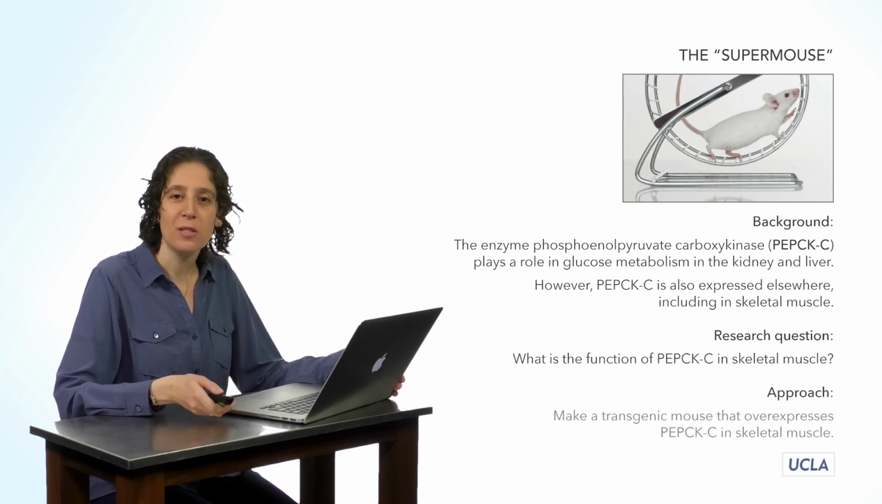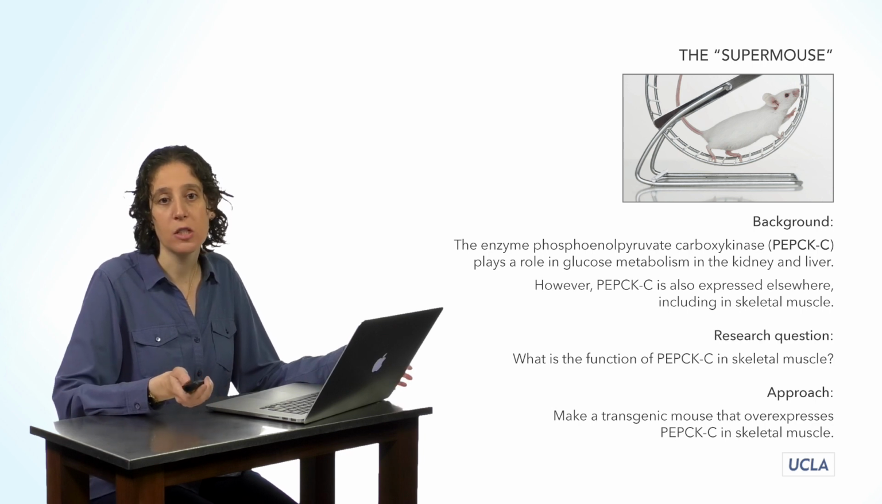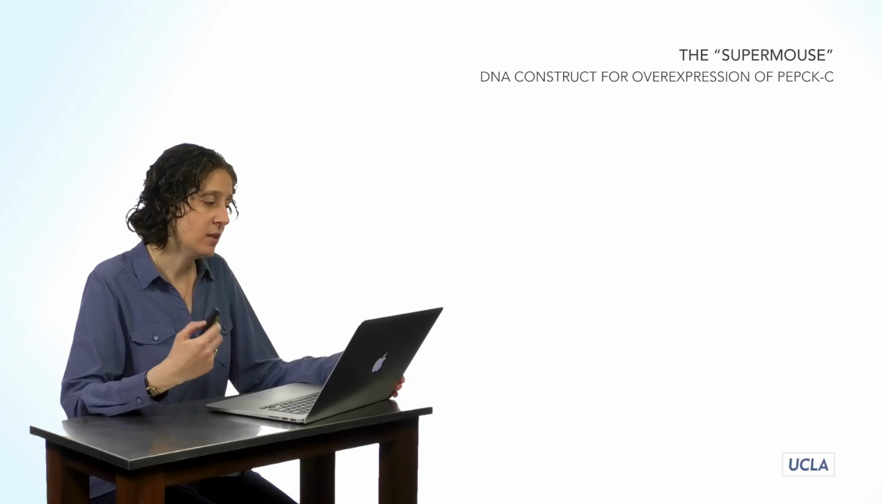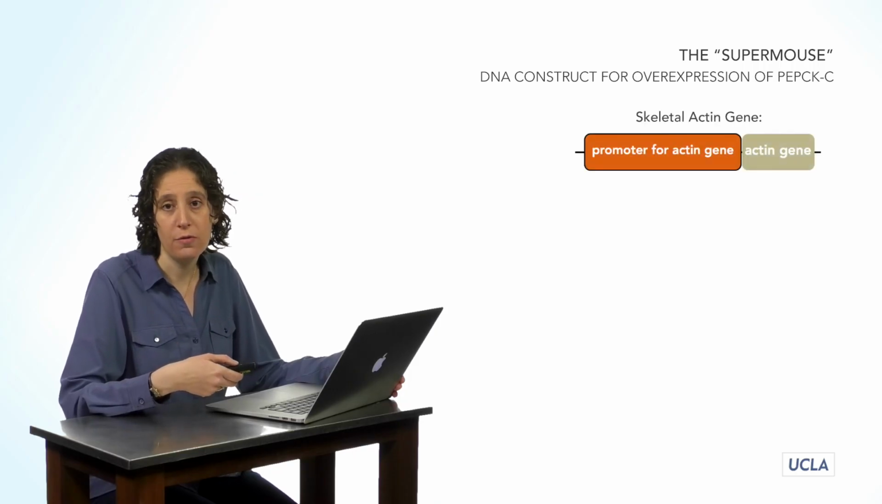To address this question, researchers made a transgenic mouse that overexpresses the PEPCK-C enzyme in skeletal muscle. And then the researchers conducted a number of different behavioral tests with this transgenic mouse to see if its muscle function was different from that of a normal mouse. To make the transgenic mouse, the first step is to generate a DNA construct for overexpression of the PEPCK-C gene in skeletal muscle. And this involves subcloning, where you PCR amplify different fragments of DNA from mouse genomic DNA, and then you ligate them together. So first you PCR amplify the promoter for an actin gene that is normally expressed in skeletal muscle.